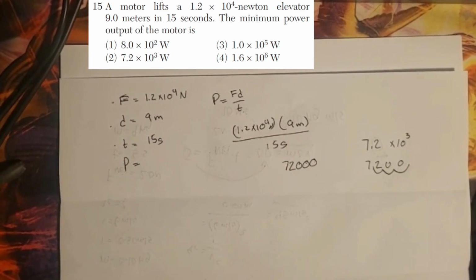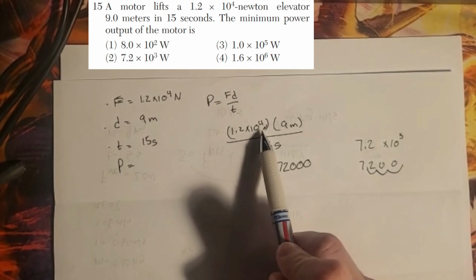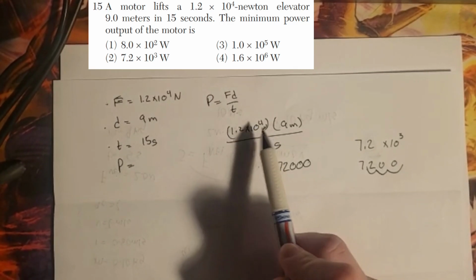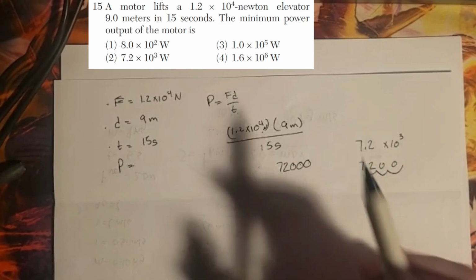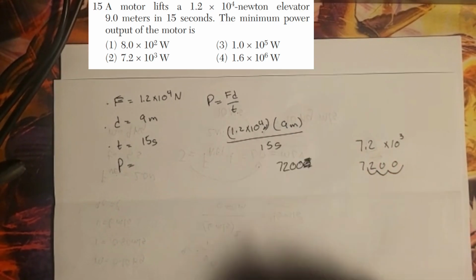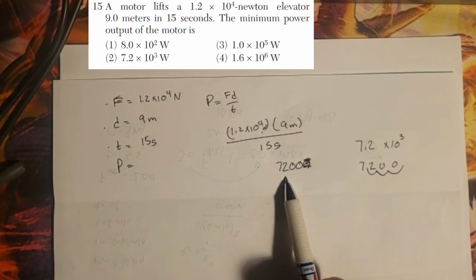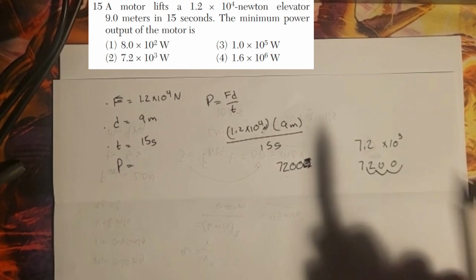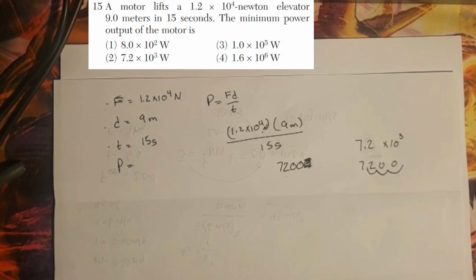Okay, I figured it out. When I did 1.2 times 10 to the power of 4 in my calculator, I accidentally did 12 times 10 to the power of 4, so I got an extra 0. So 7,200, or in other words, 7.2 times 10 to the 3rd power.